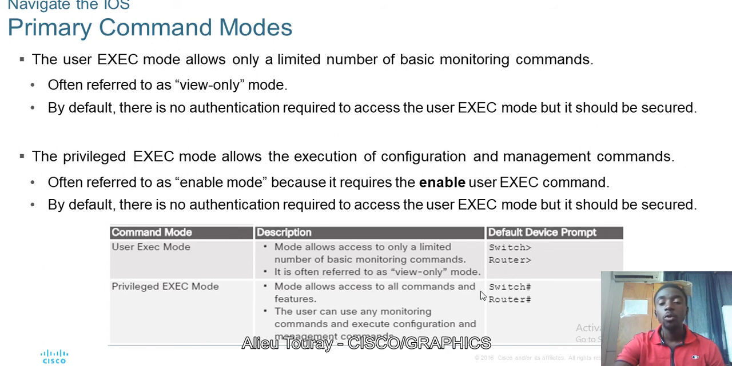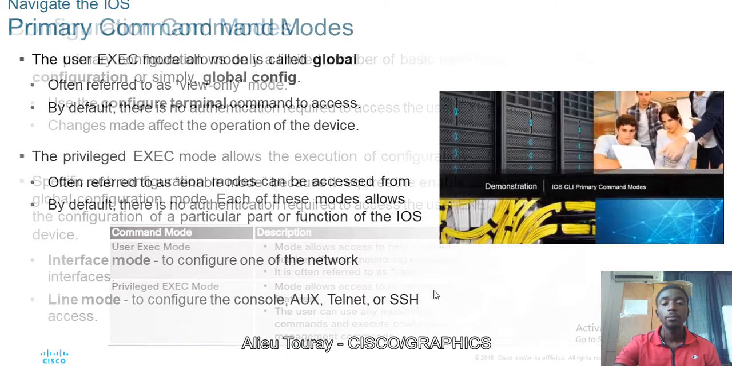We have the privilege exec mode. In the privilege exec mode, you will always see switch hash tag or router hash tag. When I'm doing the configuration, you will see that I will be in these modes, and I will tell you how to navigate between them in our next video, because this is your first time, so you'll have to watch the video and understand. It allows execution of configuration and management commands. This mode will allow all commands and features. You can go into global configuration mode right from here. The user can use any monitoring command and execute configuration and management commands. You can view and you can do some configurations in this mode, not all configurations.